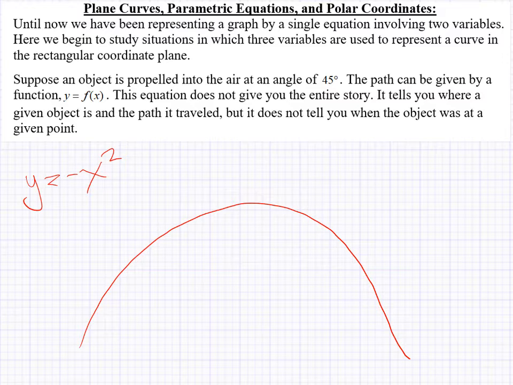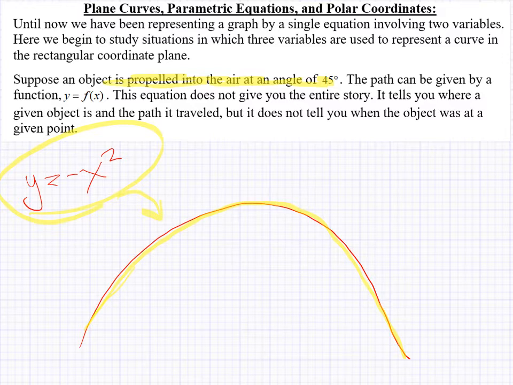Let's say an object is propelled into the air at an angle of 45 degrees. So let's say you're throwing a baseball at an angle of 45 degrees. You throw it up in the air, it goes up, and it comes back down. And that equation, which is graphed this way, could describe that situation. But the problem is that doesn't necessarily tell the whole story.